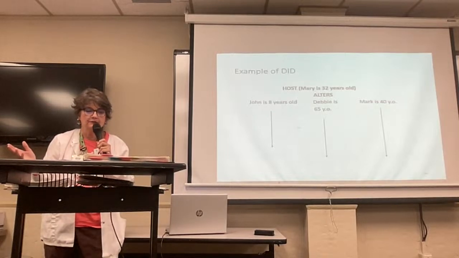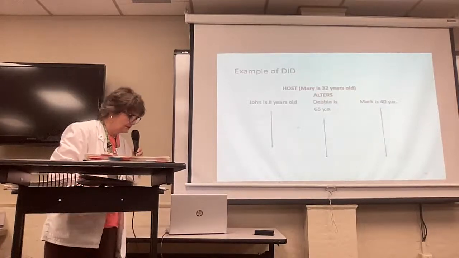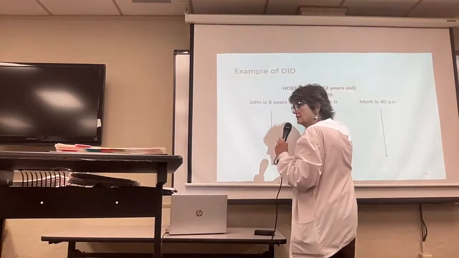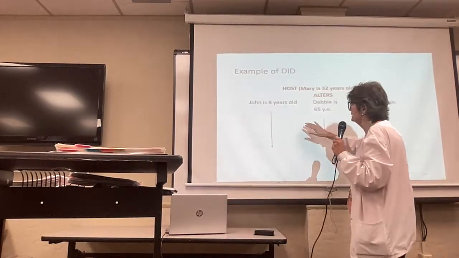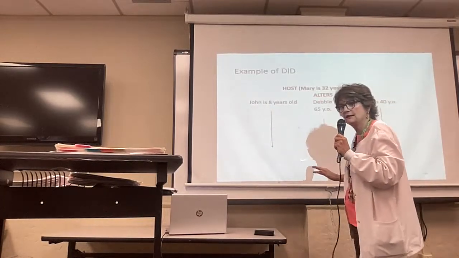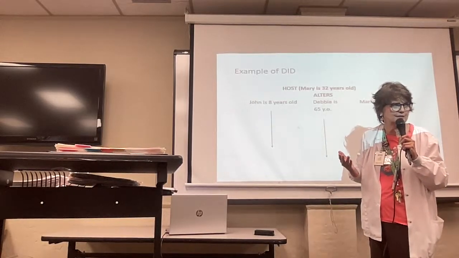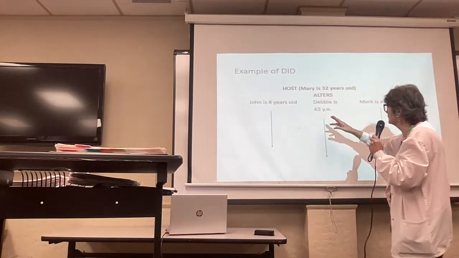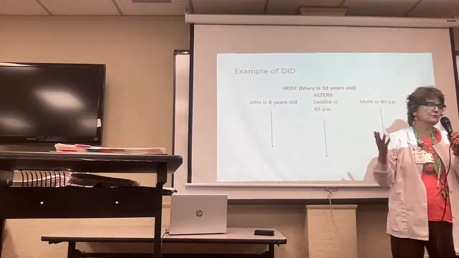Okay? Now, the fascinating thing about this is, the host is the original person that she was born as, okay? And then the alters are what she splits off from the host. Now, the alter she becomes doesn't have necessarily any rhyme and reason to it. The fact that she is an 8-year-old boy and a 65-year-old woman, and then a Mark who is 40. Why she splits off into those, we don't know.